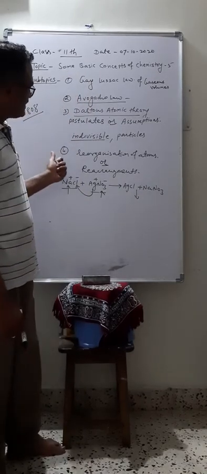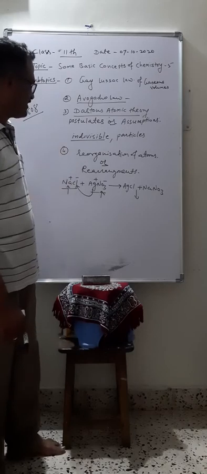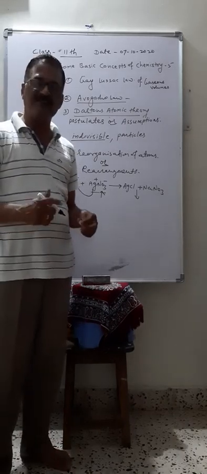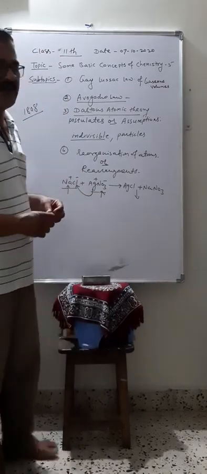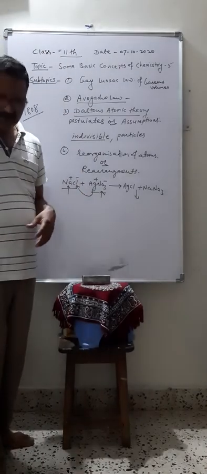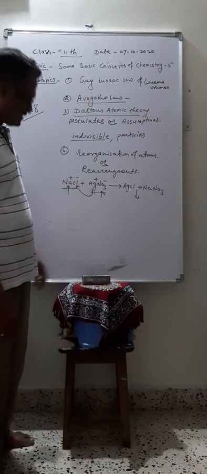So Dalton's atomic theory मध्ये चौथा पॉइंट हे म्हटलं आहे त्यांनी की when the chemical reactions take place, at that time the reorganization of atoms take place and the new products are formed. So this is about the Dalton's atomic theory.